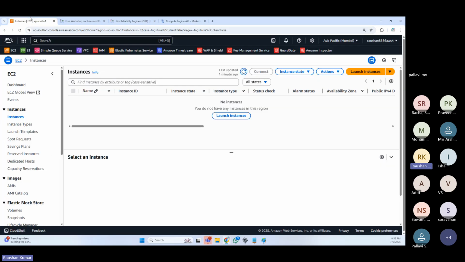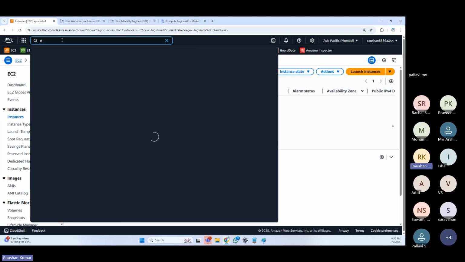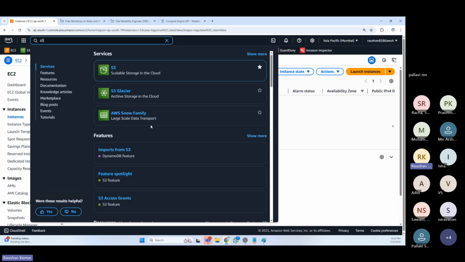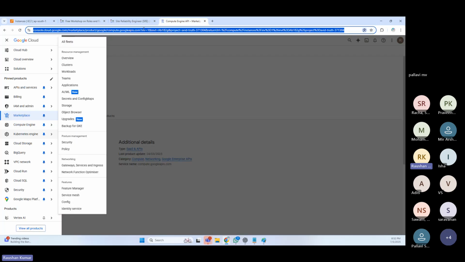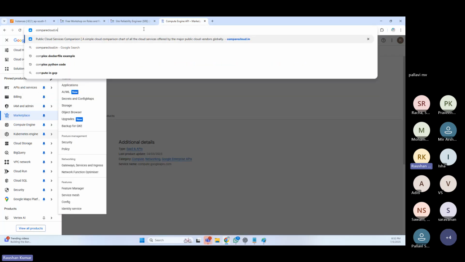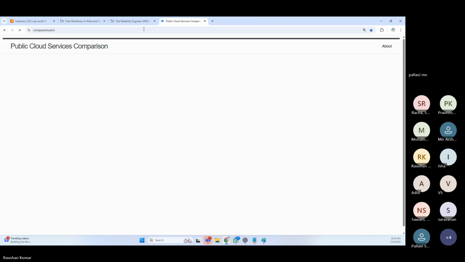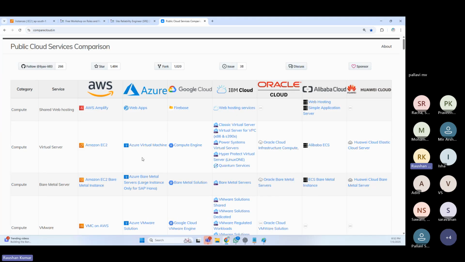In the cloud, if I need Kubernetes, I'll go to EKS service and I will use it. If I need the S3, I'll go ahead and use this. So the use case remains the same. It's just the UI navigation would be different. And one more thing, we have a link, comparecloud.in. Okay, I share this link with everybody.